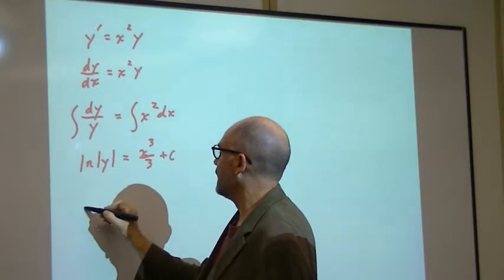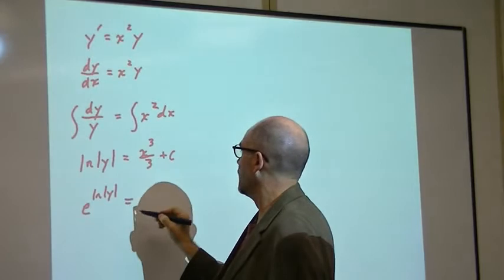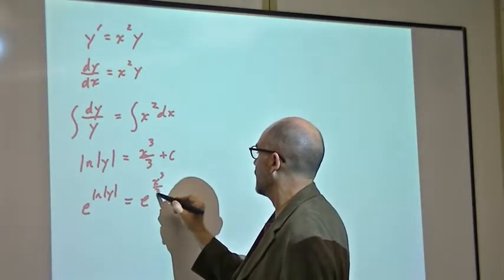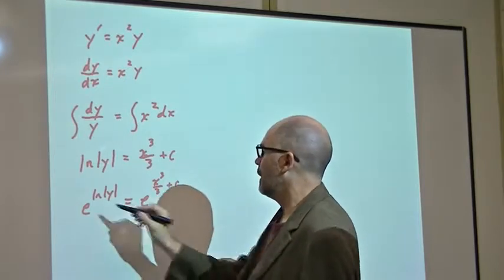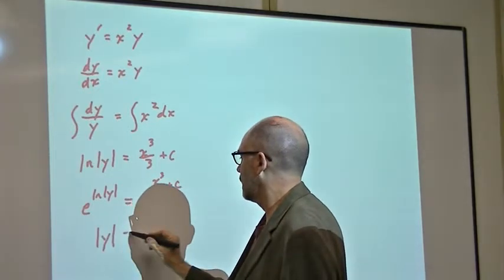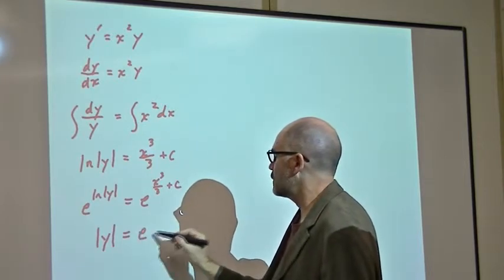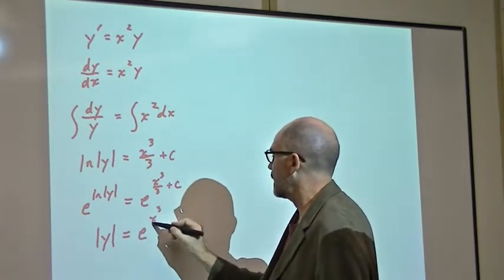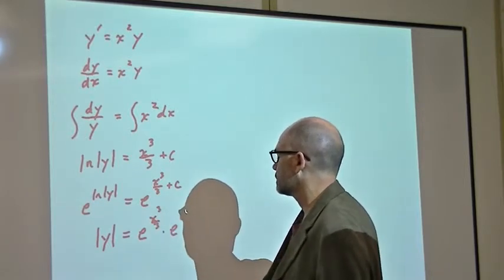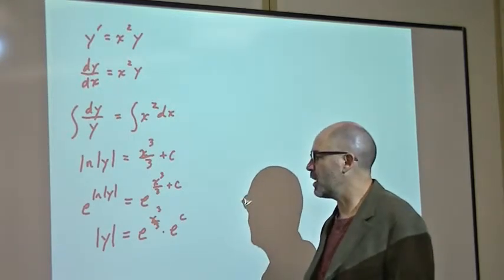You raise both sides to the power of e. So we have e to the natural log absolute value of y equals e to the x cubed over 3 plus c. So e to the log, that's just absolute value of y. And this, what I can do is break it down into e to the x cubed over 3 times e to the c. Now, e to the c is just another random constant.